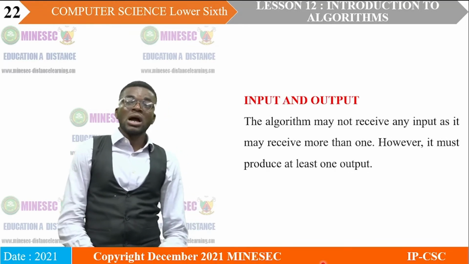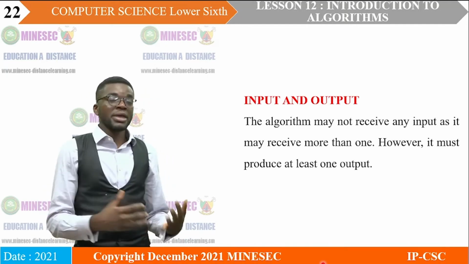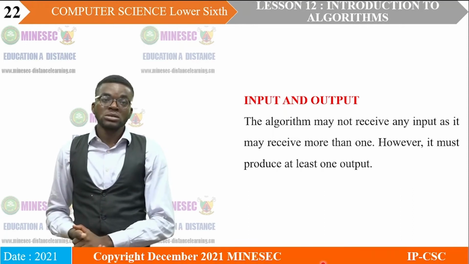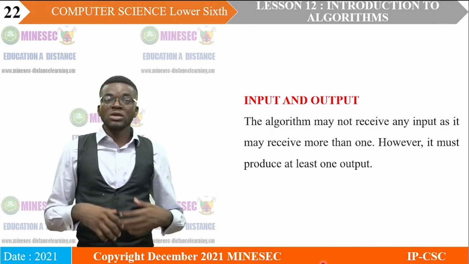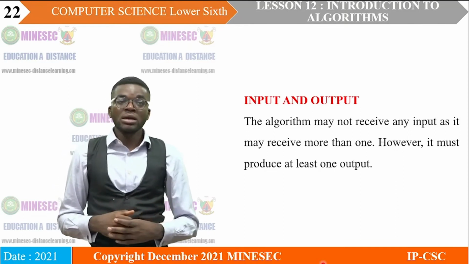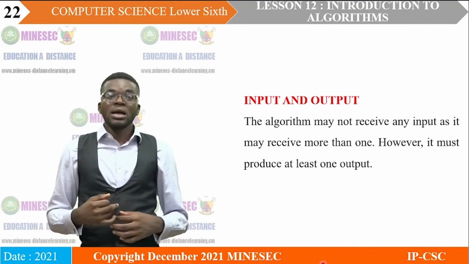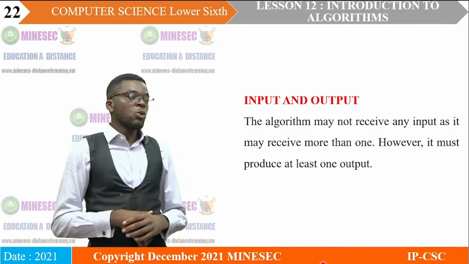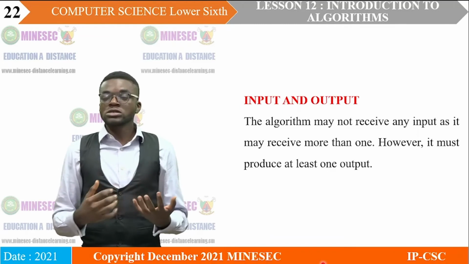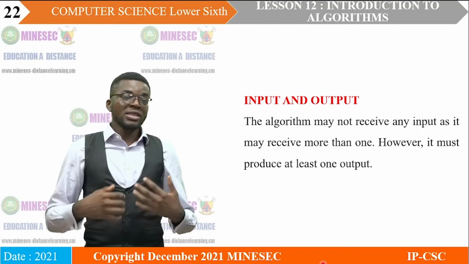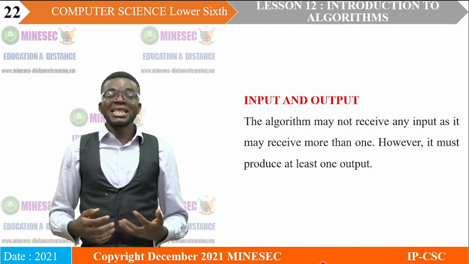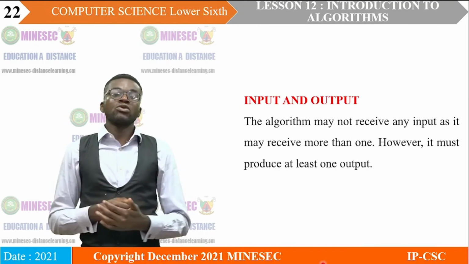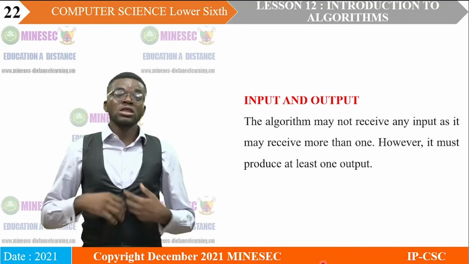Input and output. Your algorithm should be able to accept input and produce output. An algorithm may not receive any input, or it may receive more than one. However, it must produce at least one output. That is its solution.